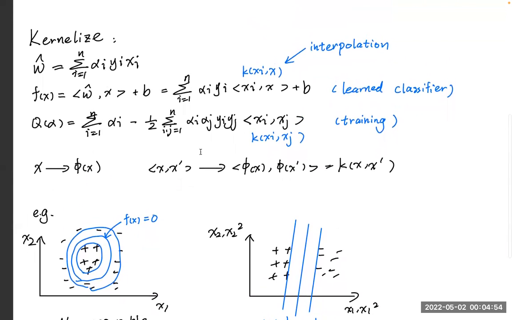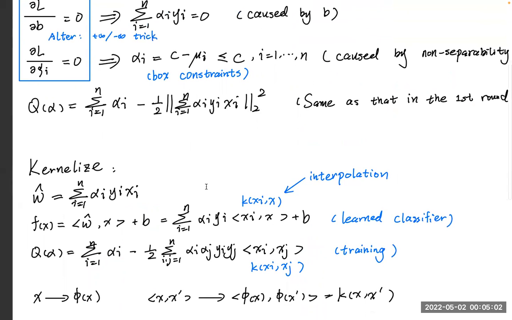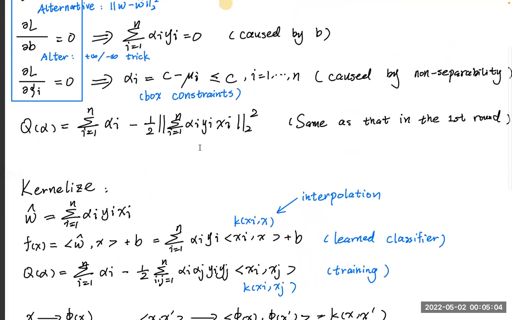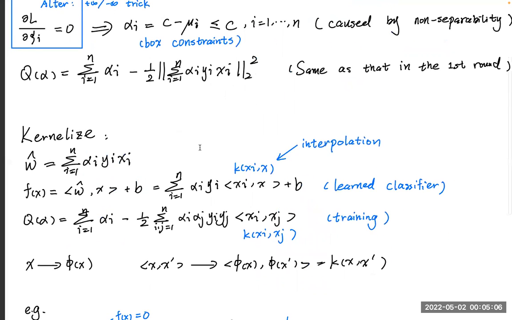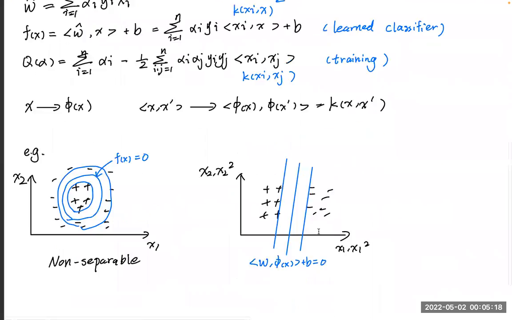Okay, so that's the kernelization trick. And I'm basically repeating what I talked about last time. This certainly applies to the general situation, because in the general situation, you also want to optimize Q alpha. This Q alpha is still the same, and after you find your alpha, your classifier also remains the same. Okay, but what's the difference?